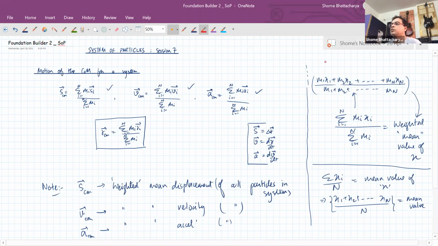So the term weighted mean in statistics is defined like this, whereas the term mean, again in statistics, is defined like this. So that is the difference between saying what is the average value or mean value of x and what is the weighted mean value of x. Weighted mean is summation of mx divided by summation m, whereas the mean value is summation x divided by the total number of terms.